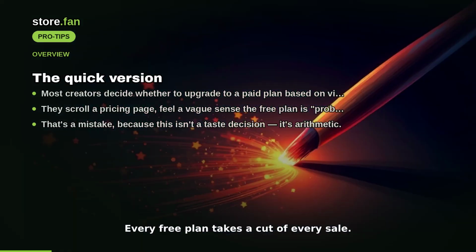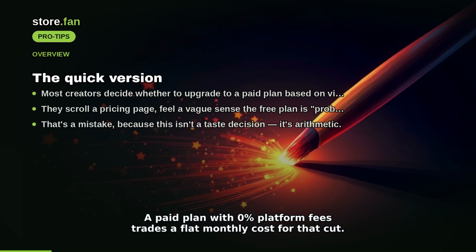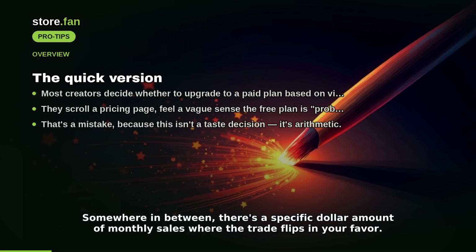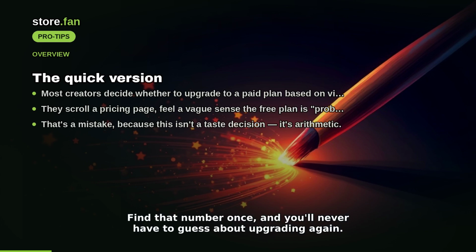It's arithmetic. Every free plan takes a cut of every sale. A paid plan with 0% platform fees trades a flat monthly cost for that cut. Somewhere in between, there's a specific dollar amount of monthly sales where the trade flips in your favor. Find that number once, and you'll never have to guess about upgrading again.